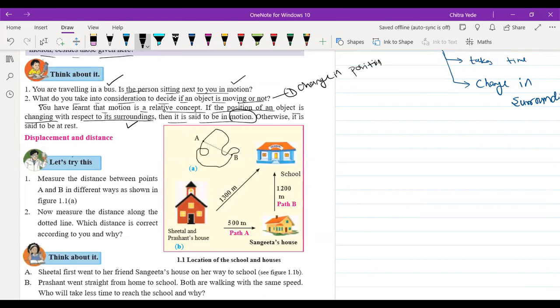Is it or not? But what about the circular motion? See, an object started moving from here and again reached the same position. So it is in motion or not? Yes, sir, it is in motion. Okay, so let's just repeat it and then we'll move further.